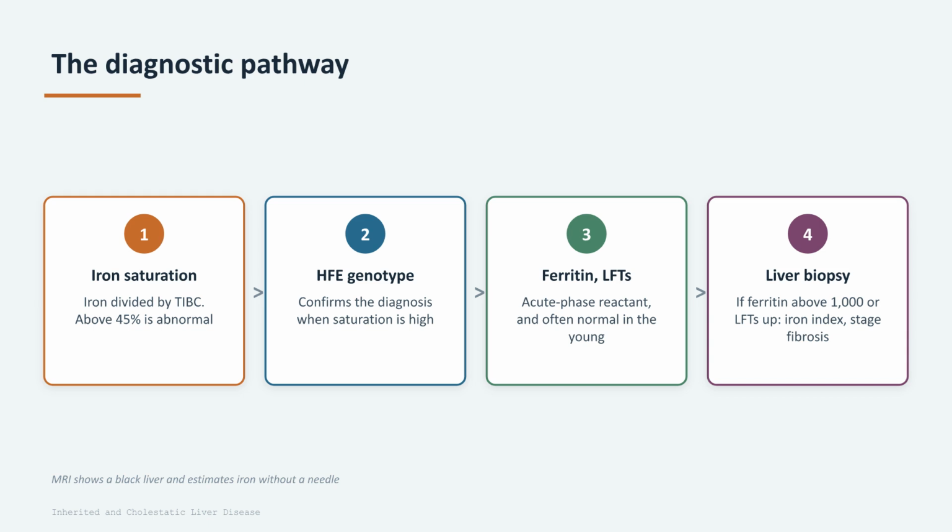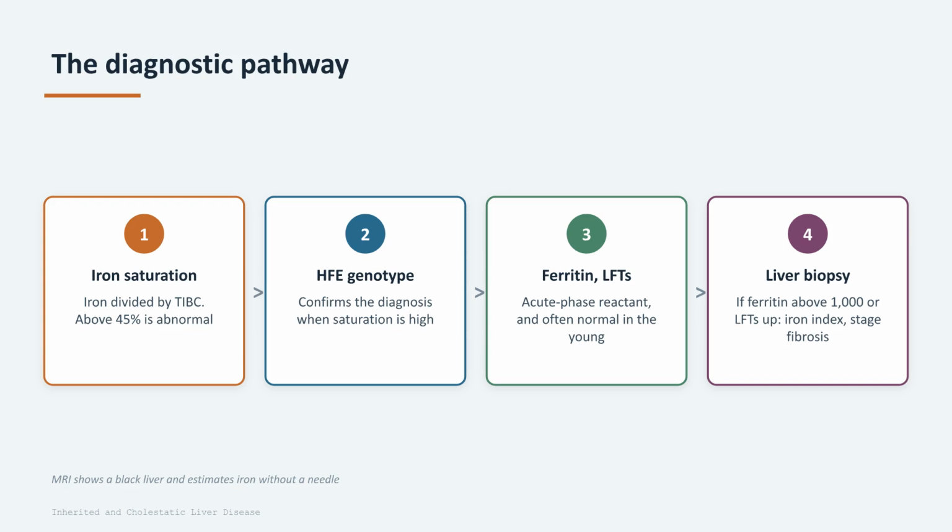Calculate the transferrin saturation, serum iron divided by total iron binding capacity times 100. Above 45% is abnormal. Step 2. If the saturation is high, send HFE genotyping to confirm. Step 3. Check the ferritin and the liver enzymes. Remember, ferritin is an acute phase reactant, so it is not specific, and it is often normal in younger patients.